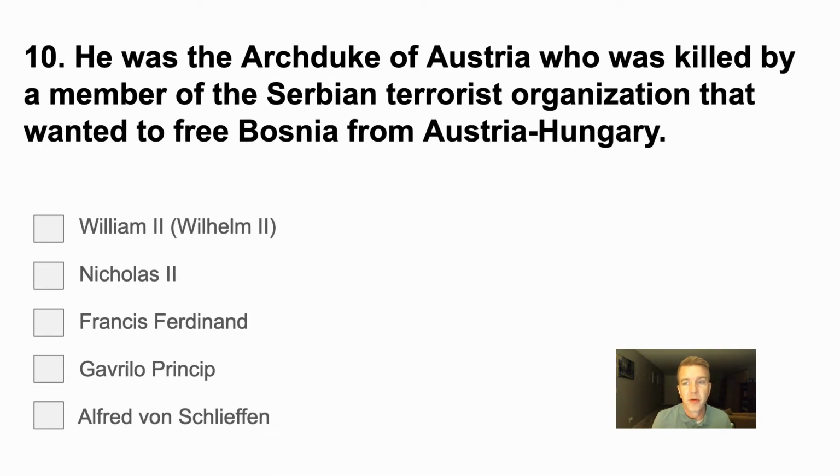Okay, he was the Archduke of Austria. He was killed by a member of the Serbian terrorist organization that wanted to free Bosnia from Austria-Hungary. That is Francis Ferdinand.